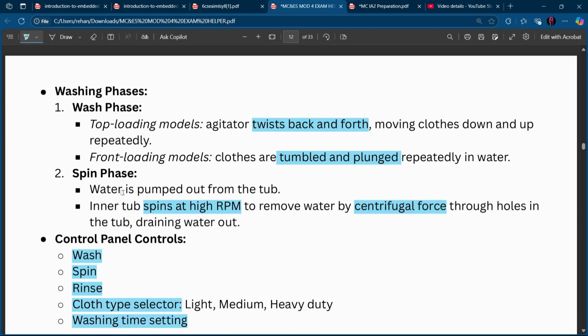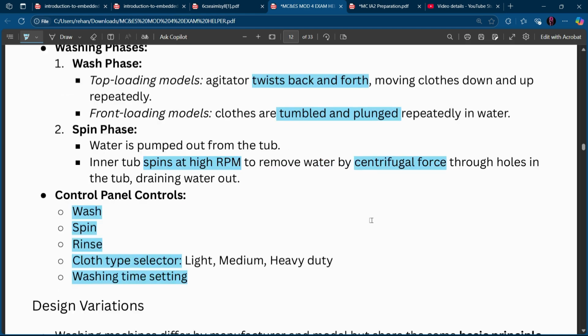In the spin phase, the water is pumped out of the tub. First all the water is pumped out of the tub. Once the water is gone, as indicated by the sensor sensing the water level, the spinning starts. The tub spins at very high RPM, rotations per minute, and by centrifugal force all the remaining water is thrown out.